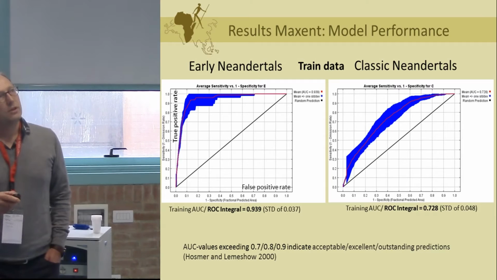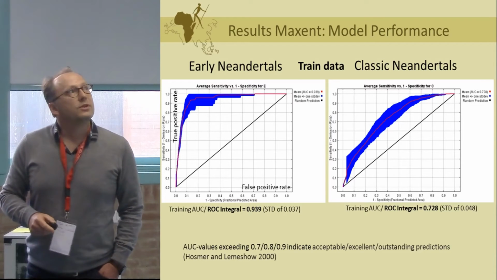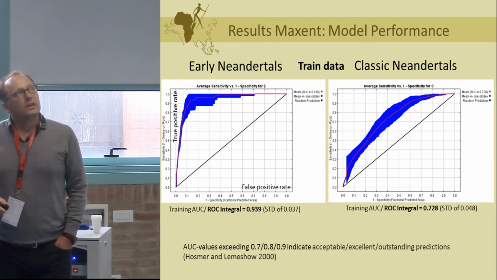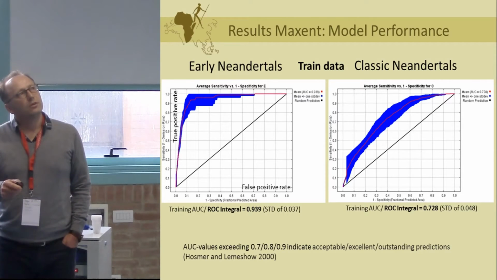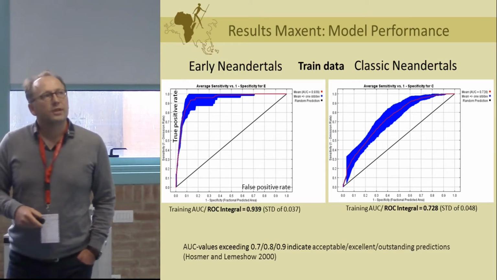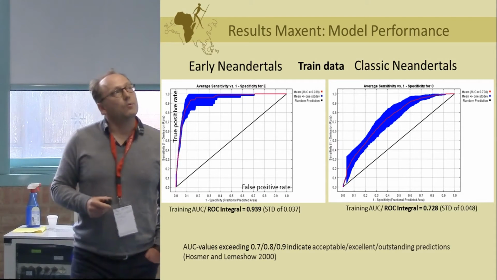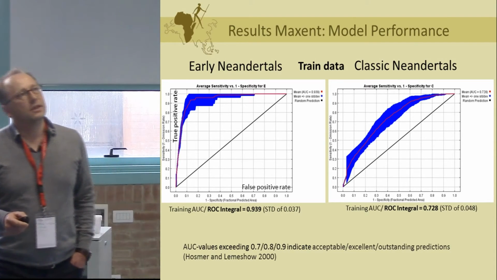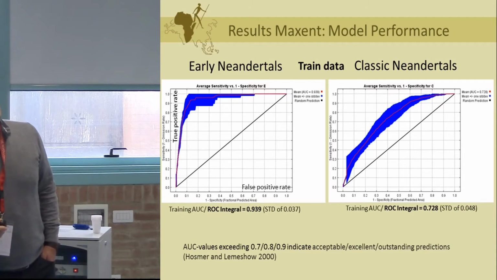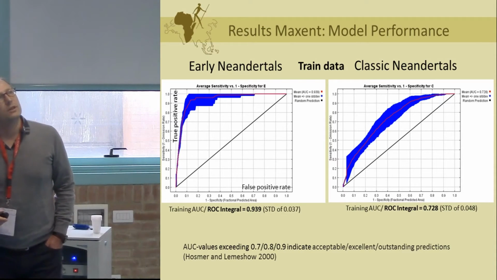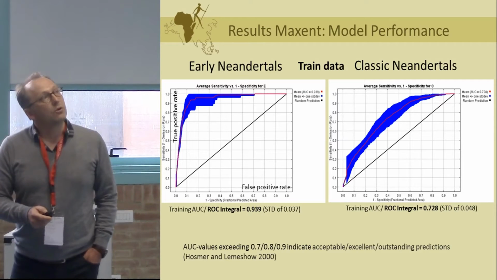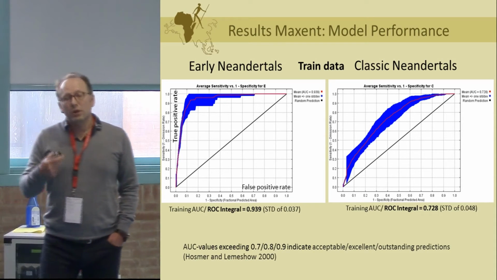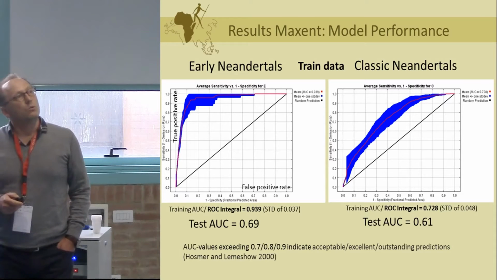As you see over here, if AUC values exceed 0.7, 0.8, 0.9, we have acceptable, excellent, or outstanding results. In this case, the MaxEnt model yields a ROC integral of 0.9, which means we have an excellent, outstanding model performance. For the classic Neanderthals, it's a little bit less, and then we have 0.7 as the area under the curve, the ROC curve integral. So it means the models are performing quite well.